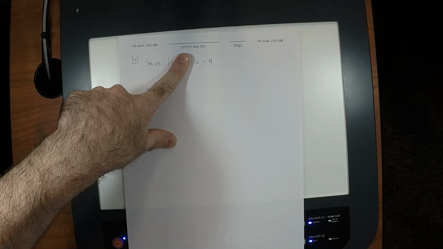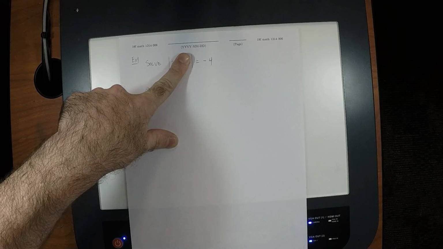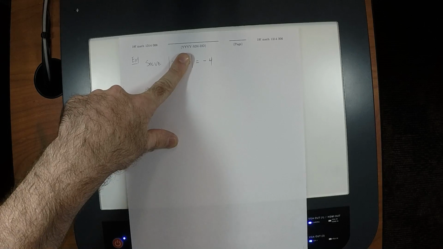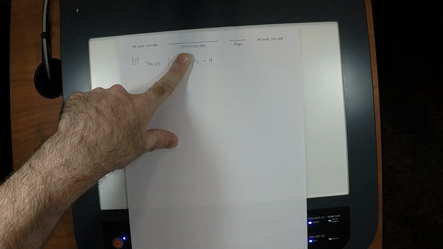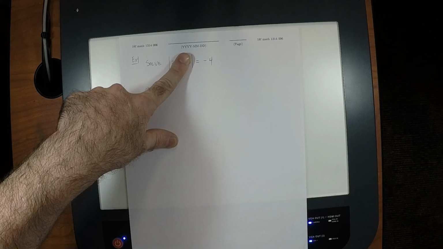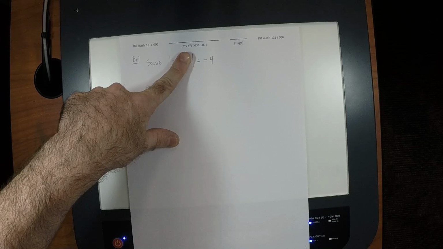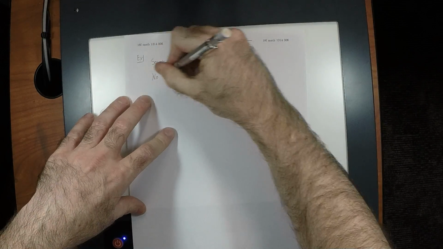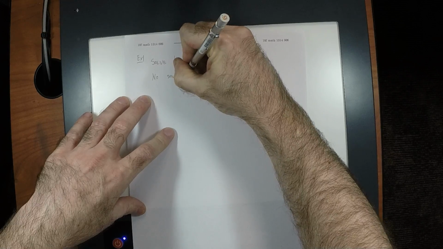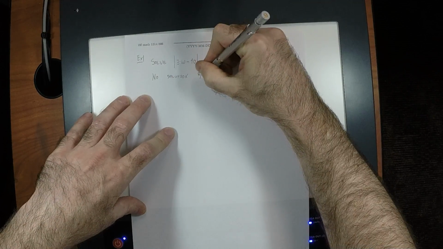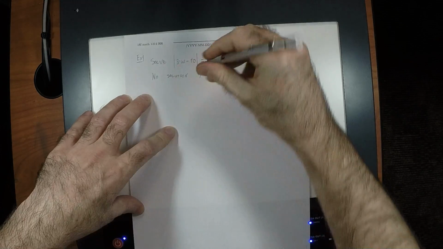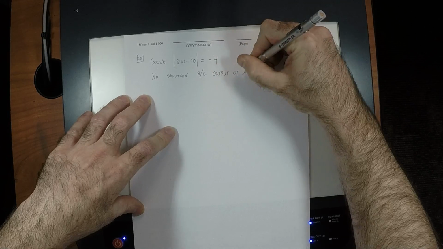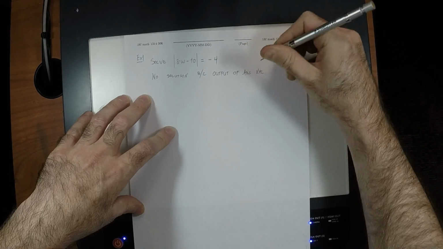What could you give as input to the absolute value so that negative 4 would come out? There isn't anything, right? The stuff that comes out of the absolute value is going to be 0 or positive. You can't get negative stuff to come out. It doesn't do that. So the correct answer is that there's no solution. No solution because the output of absolute value is never negative.